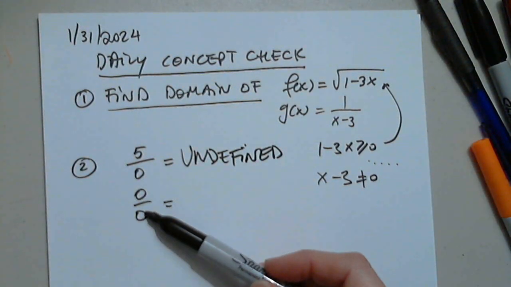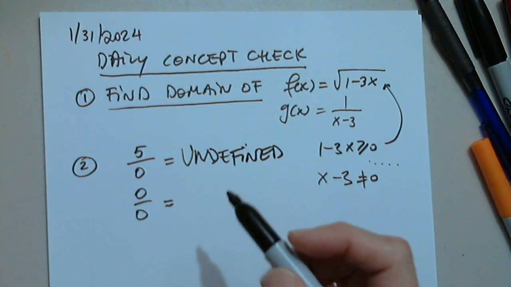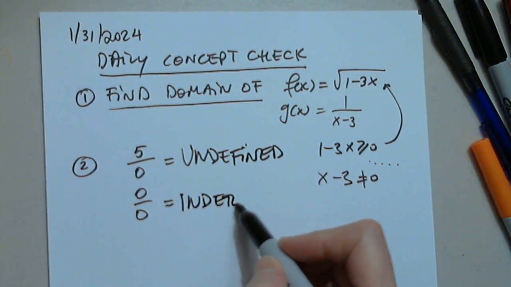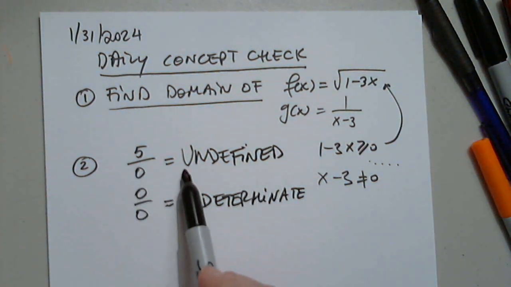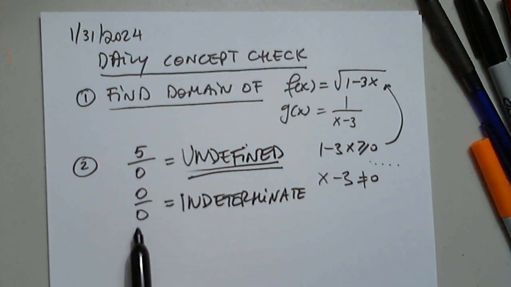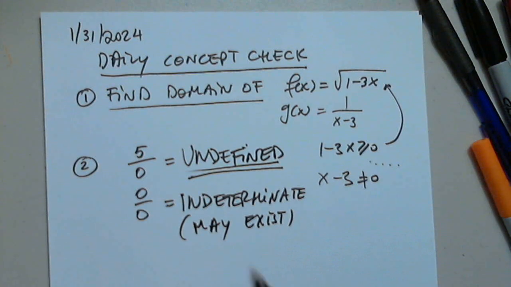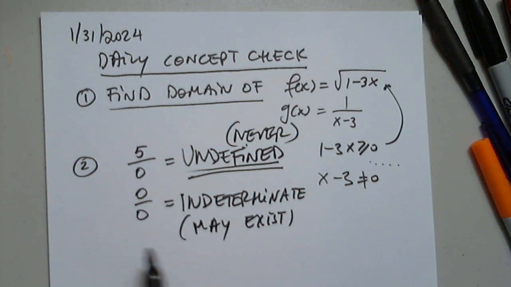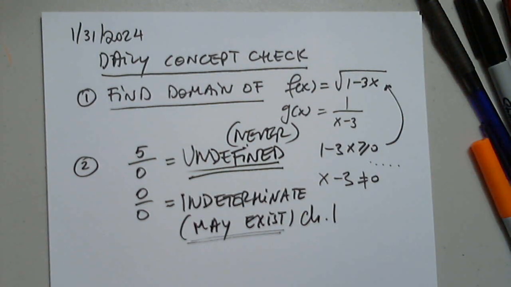And what about 0 over 0? It's another sophisticated word. The indeterminate. Yes. Indeterminate. So this is undefined, fixed, carved in stone, nothing. It will never exist. This one, you will see in the next chapter, may exist. This one never. And you will see what we're going to do with this in chapter 1. Awesome. I'm ready for your questions.